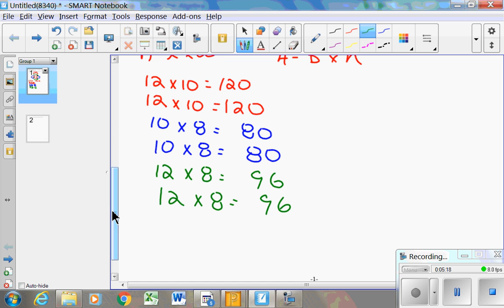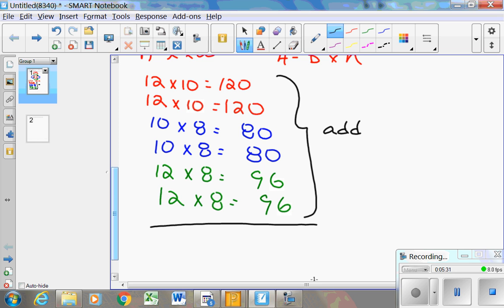If I'm supposed to find the whole area of this shape, what I'm supposed to do is take and add all of these numbers together. I add those together, and that's going to equal my surface area. And that's the area that you get when you take the solid and lay it flat. So again, grabbing some calculators, 120 plus 120 plus 80 plus 80 plus 96 plus 96.